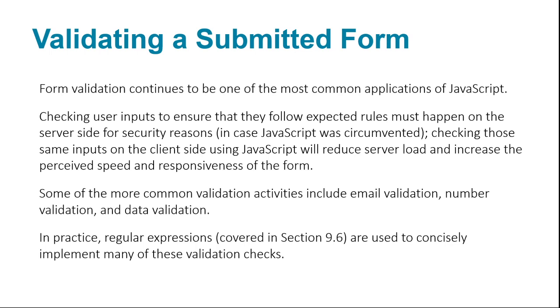And then the common validation activities are email, like I said, number, so things like phone number. I've used it before on my KCC for student ID number. Make sure you have 6 digits, starts with a whatever, and then data validation. And the last thing we're going to talk about today, it uses regular expressions a lot of times to make these validation checks. And we'll get to that in just a minute. This is a pretty short lecture this week.